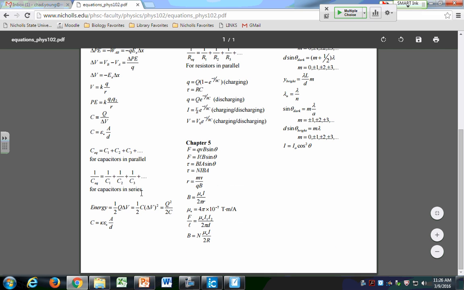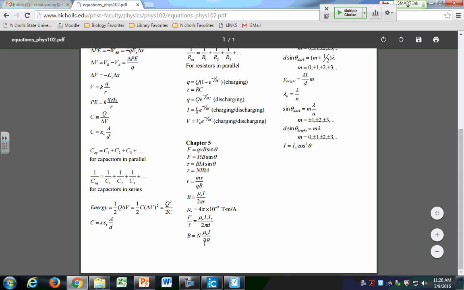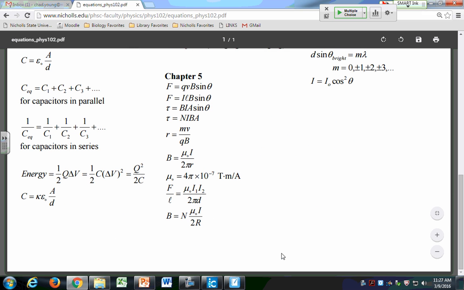Let's see, where is that equation? Is it on here? Oh yeah, there it is. It's written a little bit differently. So the torque here is NIBA. I is the current, B is the magnetic field, and A is the area. And I'll describe to you what N is here in just a sec. Okay?